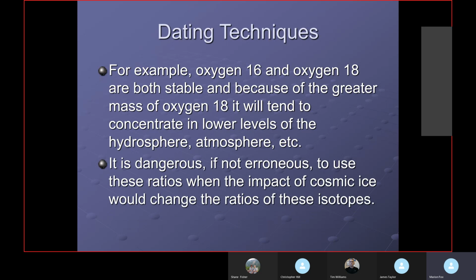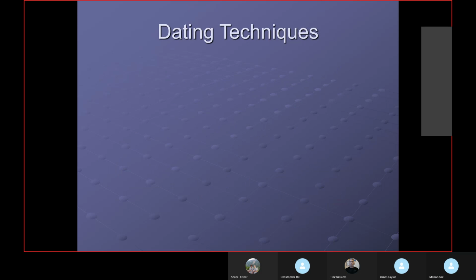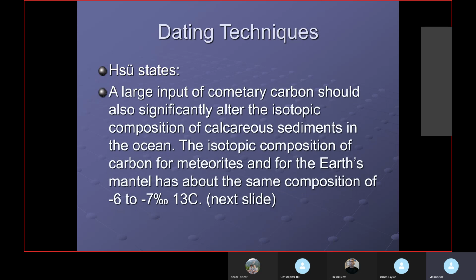But it's dangerous, if not erroneous, to use these ratios when the impact of cosmic ice would change the ratios of these isotopes. My flood model would have cosmic ice coming in, with different ratios of these isotopes. So using these ratios assumes that this ice all came from the Earth, that it wasn't cosmic ice. That's an assumption they make. Hsu states that a large amount of cometary carbon should also significantly alter the isotopic composition of calcareous sediments in the ocean. So large amounts of cometary carbon would change it.